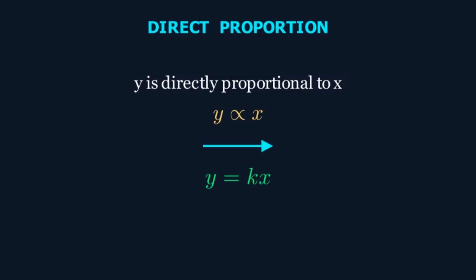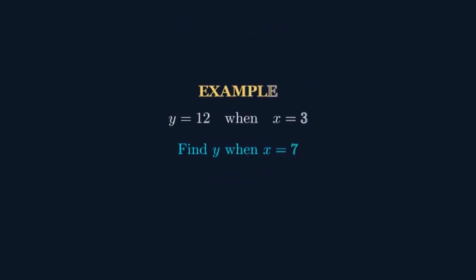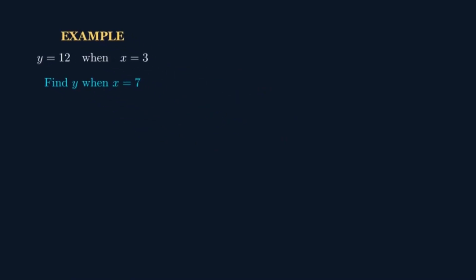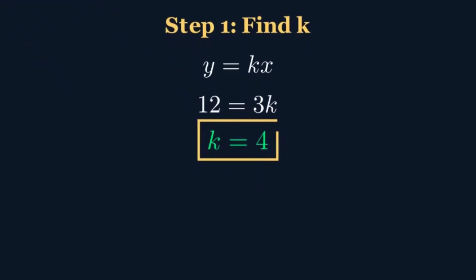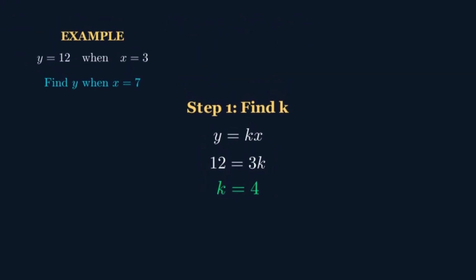Suppose y equals 12 when x equals 3. Find y when x equals 7. Step 1. Find k. We know that y equals kx, so substitute y equals 12 and x equals 3. 12 equals 3k. Therefore, k equals 4. Now we have our constant of proportionality.